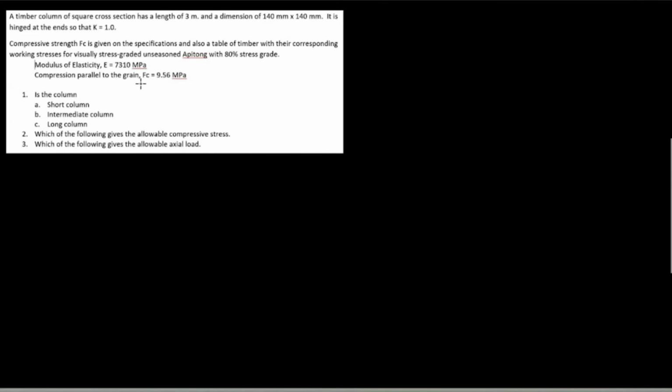Compression parallel to the grain, or F sub C, is equal to 9.56 megapascal. And for the question, number 1, is the column A short column, B intermediate column, C long column? Number 2, which of the following gives the allowable compressive stress? And number 3, which of the following gives the allowable axial load?